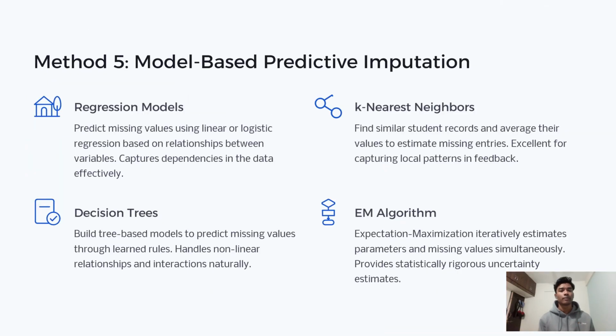Method 5, predictive models. This is the most advanced method. Here we use algorithms like regression model, k nearest neighbors, decision trees, and EM algorithm. These models can learn relationships between variables and predict the most likely value for the missing entry. They are powerful and accurate, but also more complex and require good computational resources.